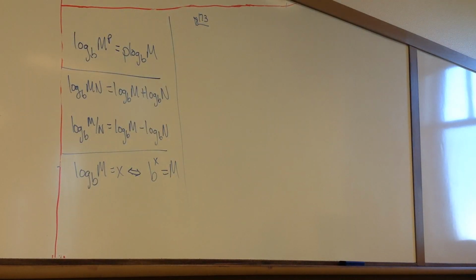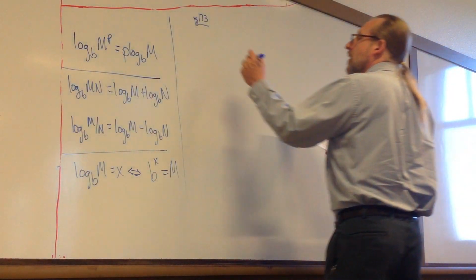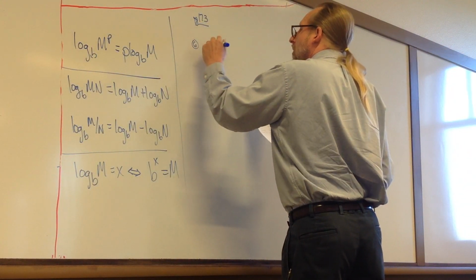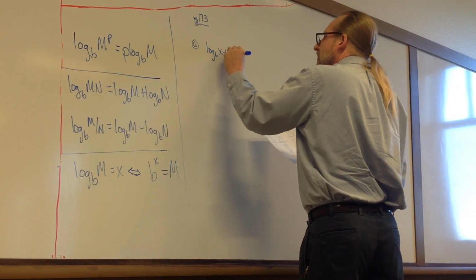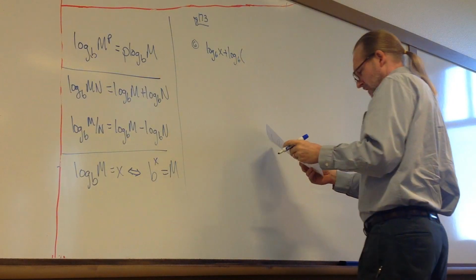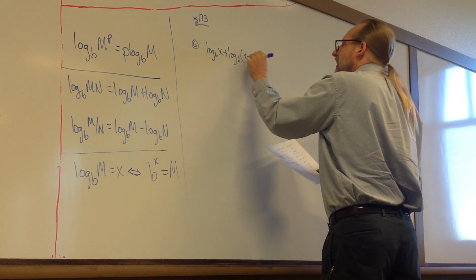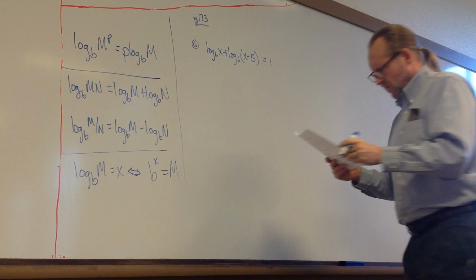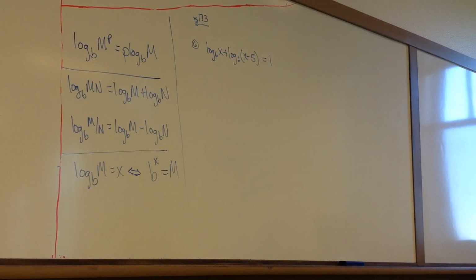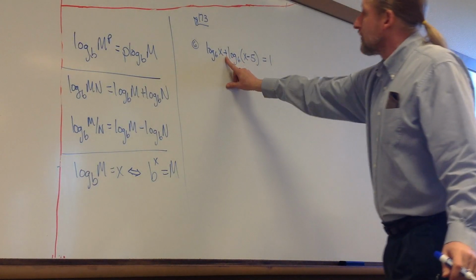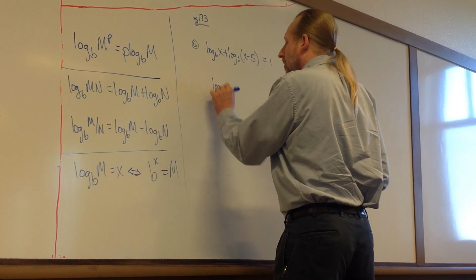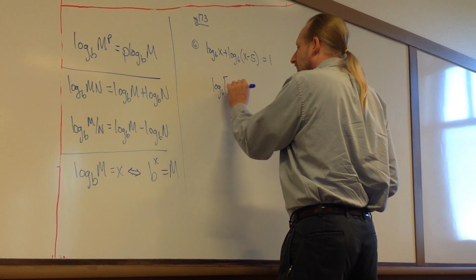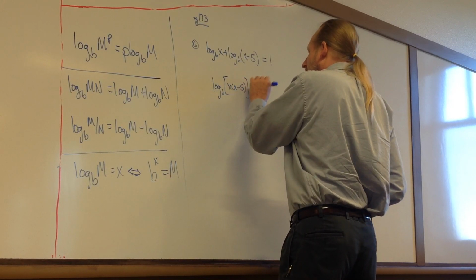Problem 6. Let's see here. Log to the base 6 of x plus log to the base 6 of x minus 5 equals 1. Okay, so these logarithms are being added together, so that means we're going to rewrite them as multiplication: x times x minus 5.